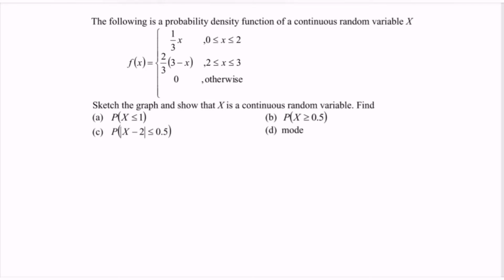In this video, I'm going to discuss the example for continuous random variable. Given the question, the following is the probability density function of a continuous random variable x, and here we have the piecewise function. My suggestion is to represent the situation in a number line.